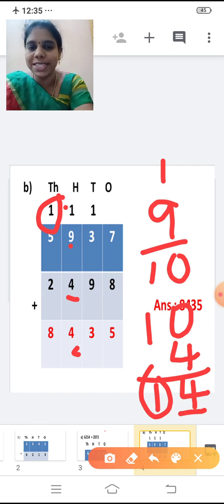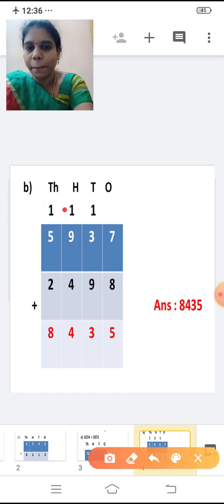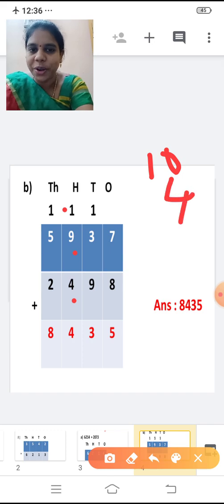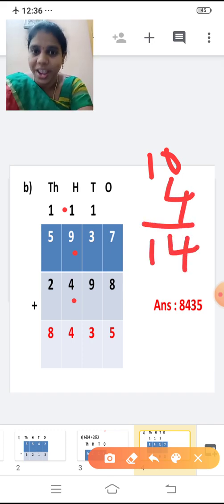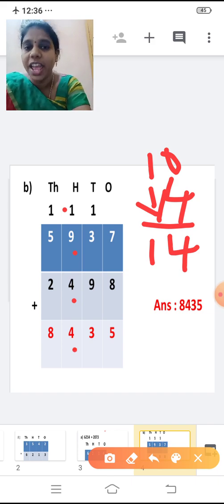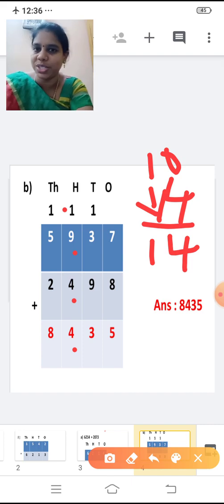1 plus 9 is 10. 10 plus 4, 14. If you add 0 plus 4, the answer is 4, and here there is nothing to add, so bring down that number. So the answer is 14. 14 is again a two-digit number. So write 4 here and 1 you are going to carry forward to the thousands place.